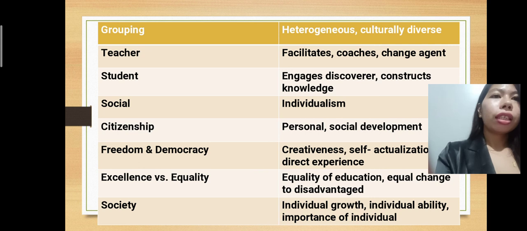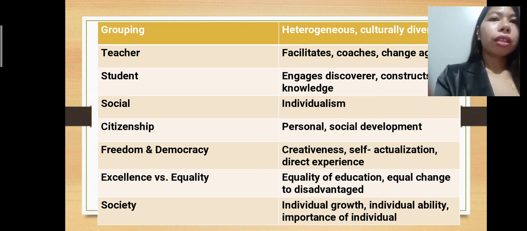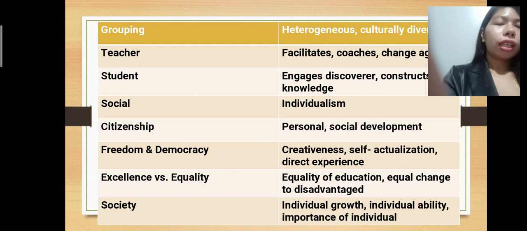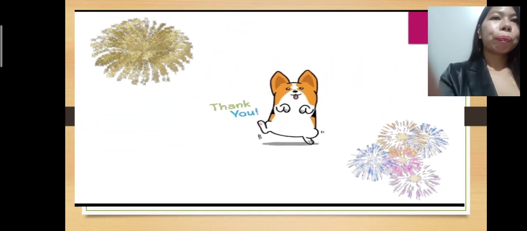The social aspects: individualism, citizenship, personal or social development, freedom and democracy, creativeness, self-actualization and direct experience, excellence versus equality, equality of education, equal chance for the disadvantaged, and society is individual growth, individual ability, importance of individualism.